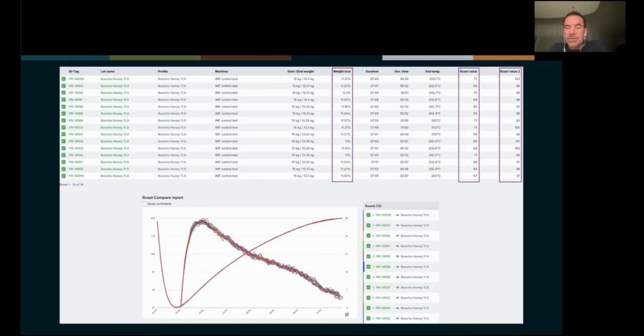So let me give you an example. Let's say the weight loss numbers seem to be very consistent, but suddenly you have a color reading that is much darker than the other ones.